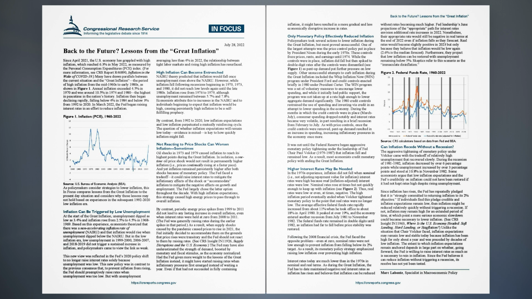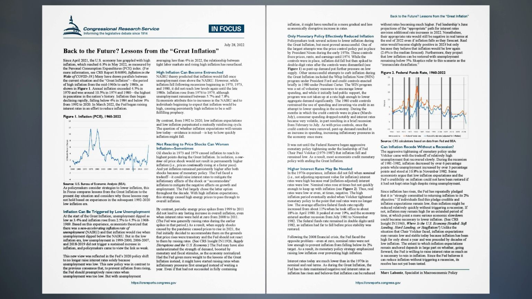As with price controls, once the credit controls were removed, pent-up demand resulted in an increase in spending, increasing inflationary pressures in the economy once more. It was not until the Federal Reserve began aggressive monetary policy tightening under the leadership of Fed Chair Paul Volcker, 1979 to 1987, that inflation fell and remained low. As a result, most economists credit monetary policy with ending the Great Inflation.